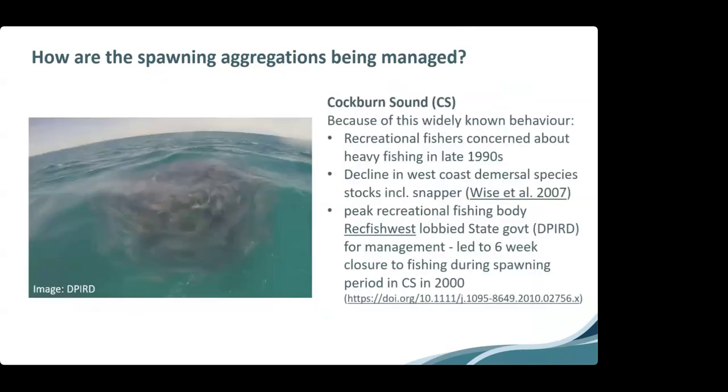Because of this widely known behaviour, recreational fishers have known about it for a long time and also became concerned about heavy fishing that was occurring in the late 1990s. At the same time, there were declines in west coast demersal species more broadly along the west coast. And so the peak recreational fishing body, Regfish West, lobbied the state government to manage these aggregations specifically. This led to an initial 6-week closure to fishing during the spawning period in Cockburn Sound in 2000.